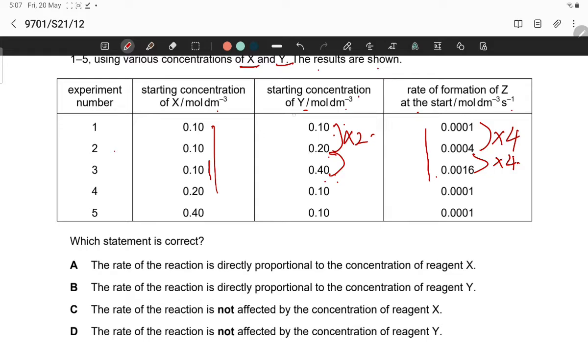Does the concentration of Y affect the rate of formation? Not directly proportional, because it is doubling and the rate is quadrupled, or it is increased by 4 times. So this is not directly proportional. By doubling the concentration, the rate will be increased by 4 times.